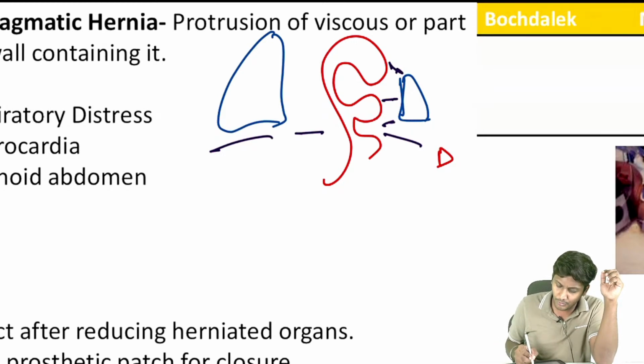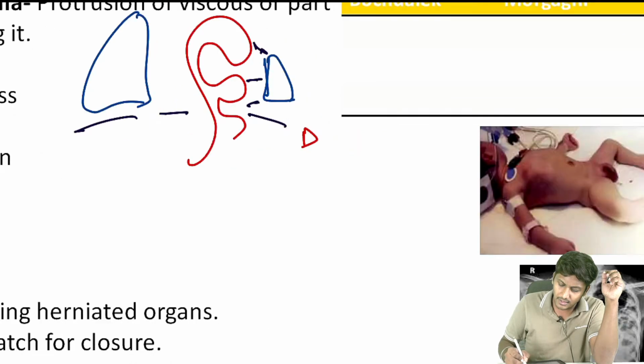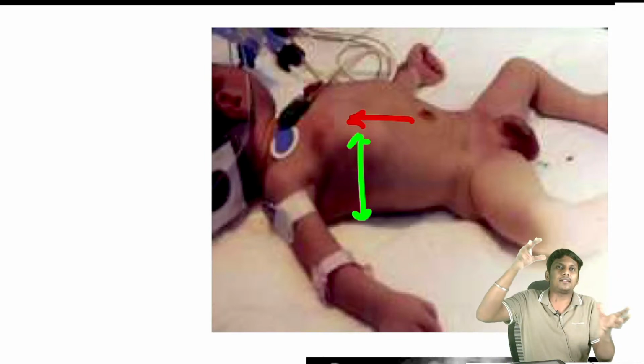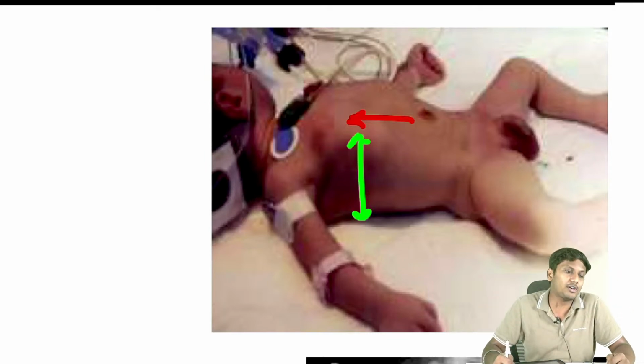So if the organs are coming inside the thorax, can you see the anteroposterior diameter of the thorax is increased? So increased anteroposterior diameter of thorax is what is called the barrel chest. So this patient is going to have a barrel shaped chest.